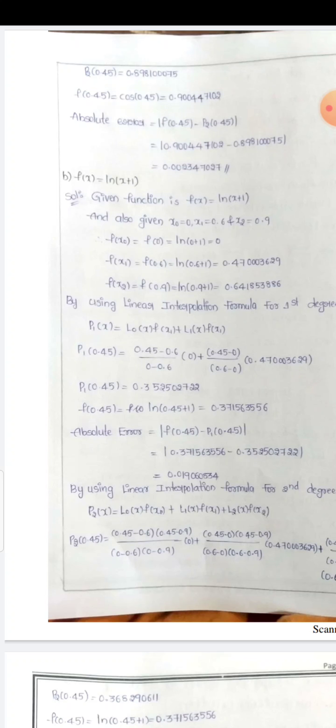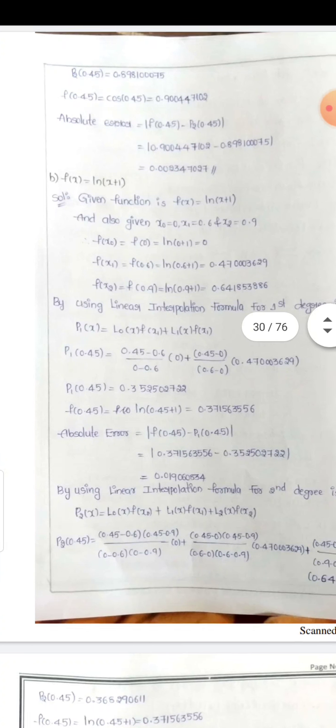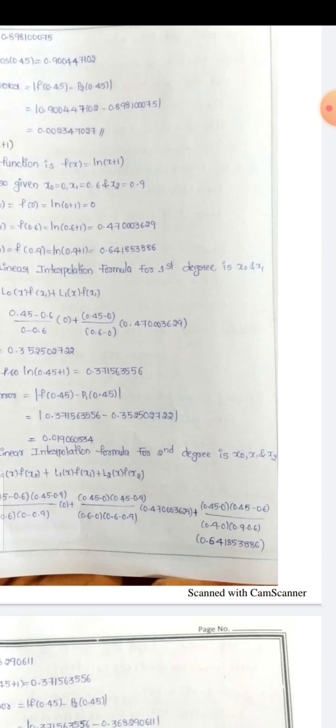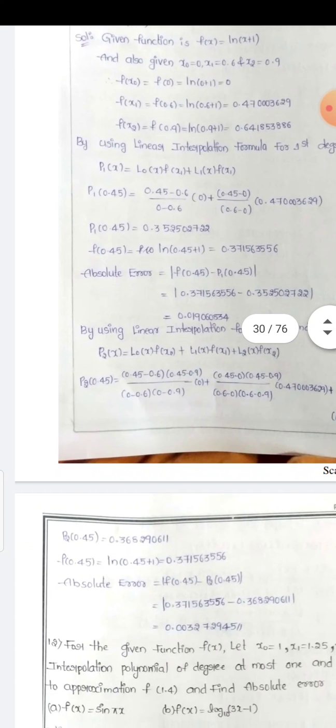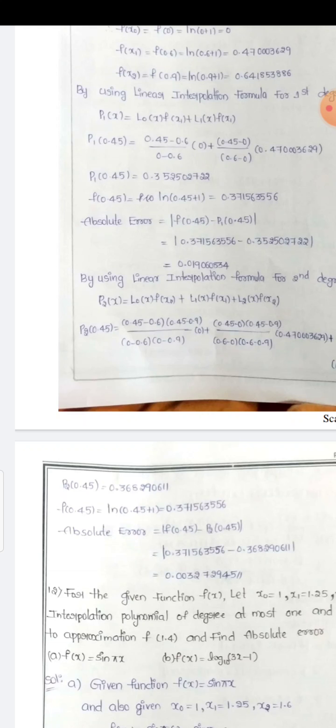is equal to p2 of 0.45 is equal to 0.45 minus 0.6 into 0.45 minus 0.9 divided by 0 minus 0.6 into 0 minus 0.9 into 0 plus 0.45 minus 0 into 0.45 minus 0.9 divided by 0.6 minus 0 into 0.6 minus 0.9 into 0.47303629 plus 0.45 minus 0 into 0.45 minus 0.6 divided by 0.9 minus 0 into 0.9 minus 0.6 into 0.641853886.